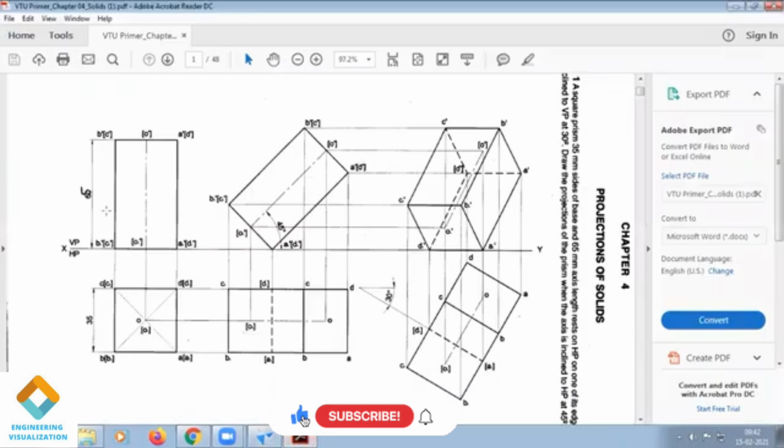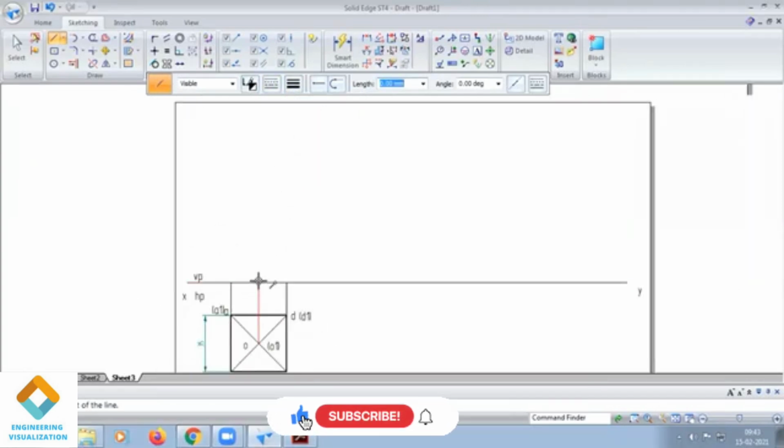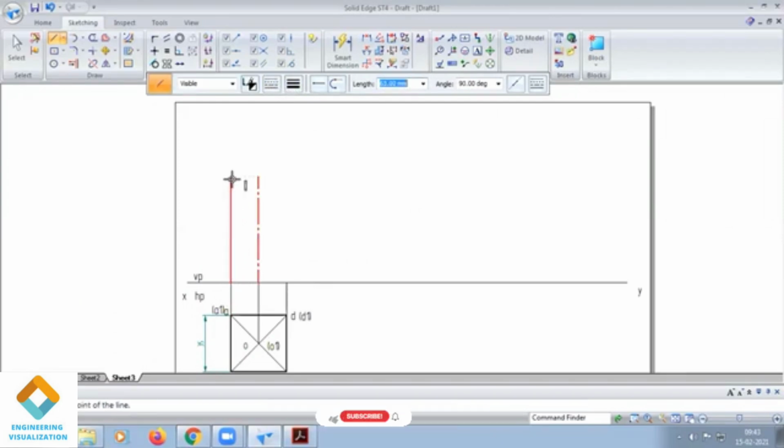So here axis length how much? It is 65. So I will take 65 axis length. Third line it is the axis length. So take 0.50 only here. So here 65. Yes. Also 65.